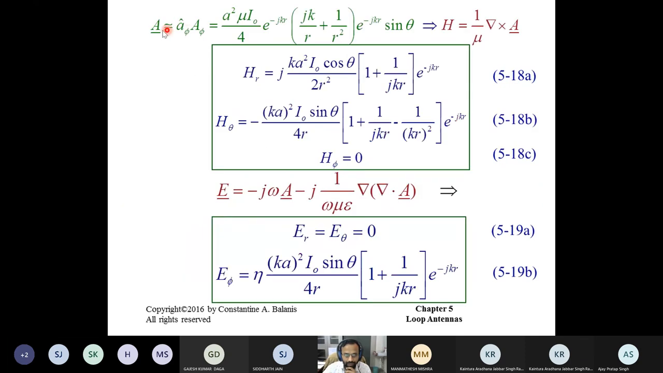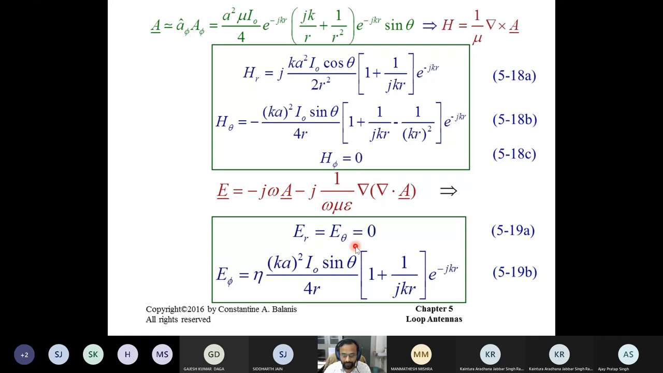Once we have the auxiliary vector potential, we can calculate the magnetic field intensity and electric field intensity. Magnetic field intensity is given by this expression. If you plug in the spherical coordinate system, you have to evaluate this curl in the spherical coordinate system, and if you plug in the expression for the auxiliary vector potential, you get the magnetic field intensity. You get the electric field intensity also. If you look at the expressions, it looks like a dual of the expressions that we got from the infinitesimal dipole antenna. You have very similar components, E R, E theta and E phi, and H R, H theta and H phi, in the case of the infinitesimal dipole antenna.